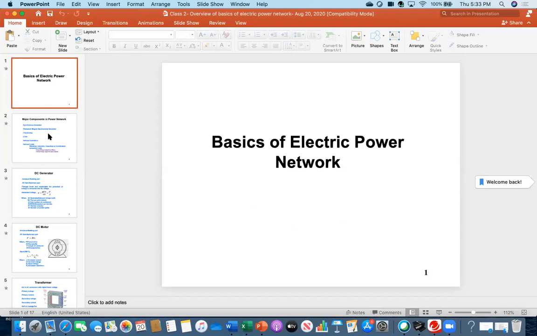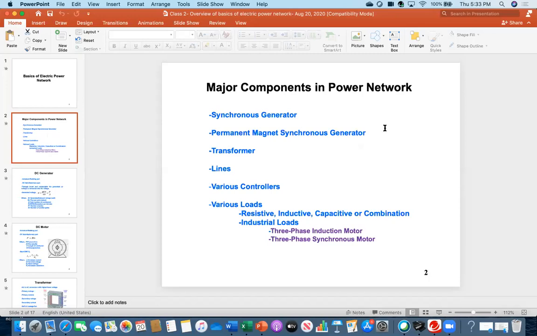So what are the major components in a power network? You remember that in the last class I was discussing the power flow, how we get power from a power plant to our home. I was showing you there is a generation portion, transmission portion, distribution portion, and finally your home. But in between, there are lots of components. Those are the major components in the power network. So what are the components? Number one is the synchronous generator.